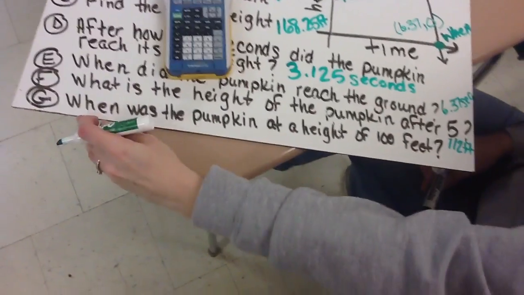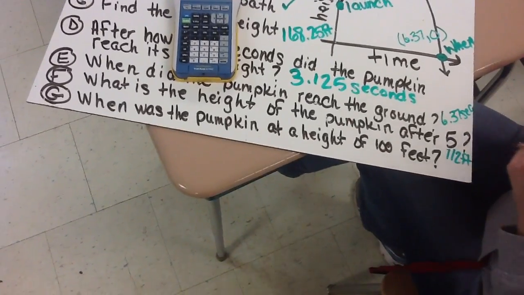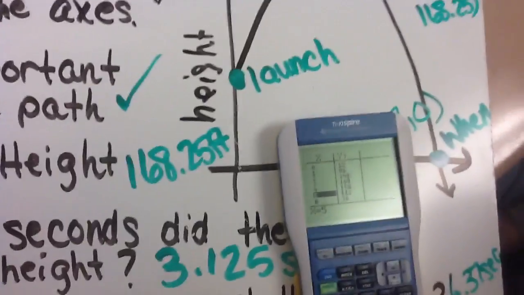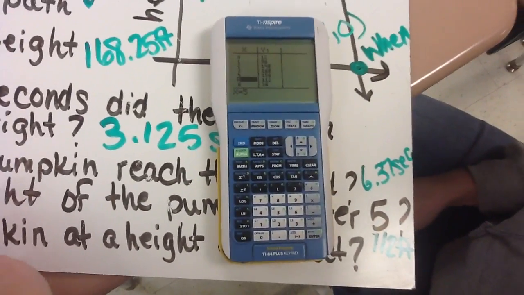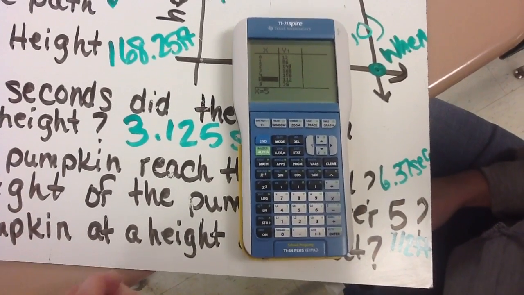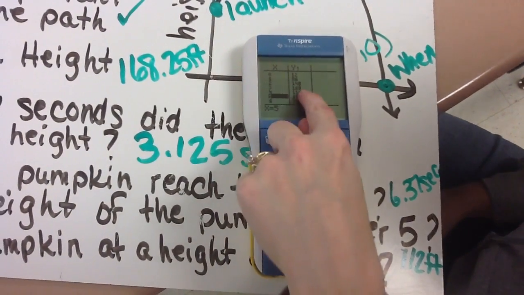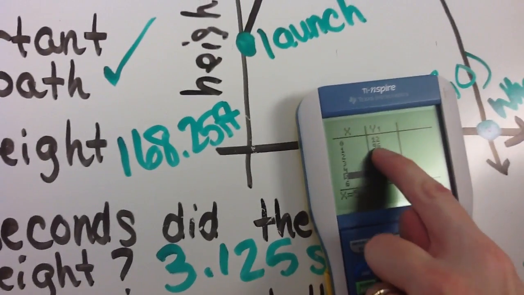And then the last question says, when was the pumpkin at a height of 100 feet? That one's a little tougher. Got to think about this one. On the first one, on F, they were asking about the time, which was an x value. Here, they're asking about a height value of 100. Now, we could guesstimate, but there's a pretty big gap. It's going to be somewhere between 1 and 2 seconds.